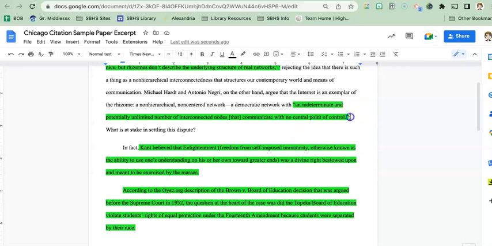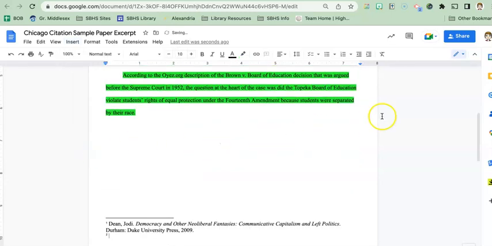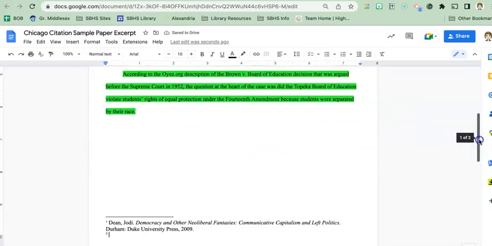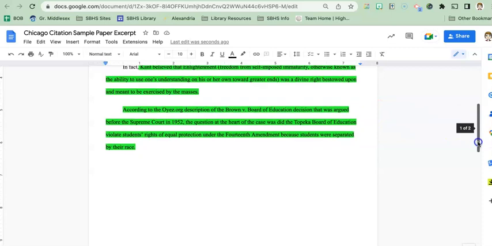So again, I'm going to make sure that my cursor is right after the quotation. I'm going to go to Insert, and I'm going to go to Footnote. And that footnote is going to allow me to put a citation there. So there's my citation right down at the bottom. Okay, I've got my number 2.